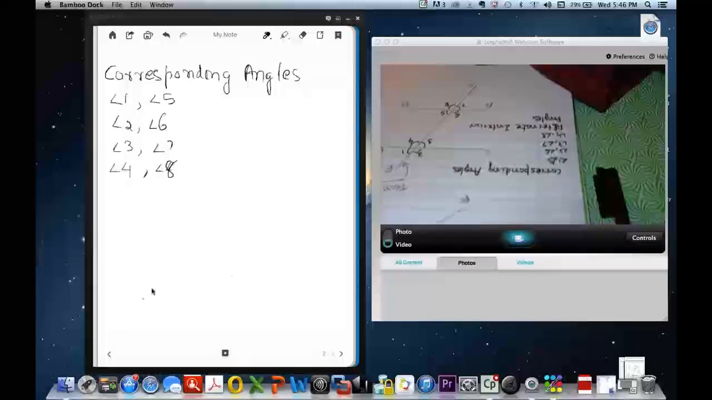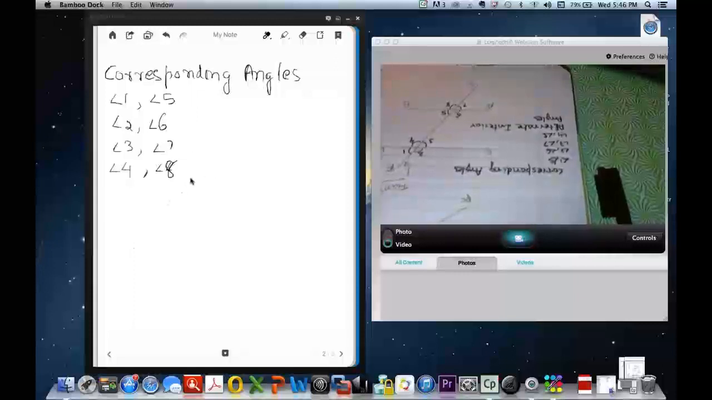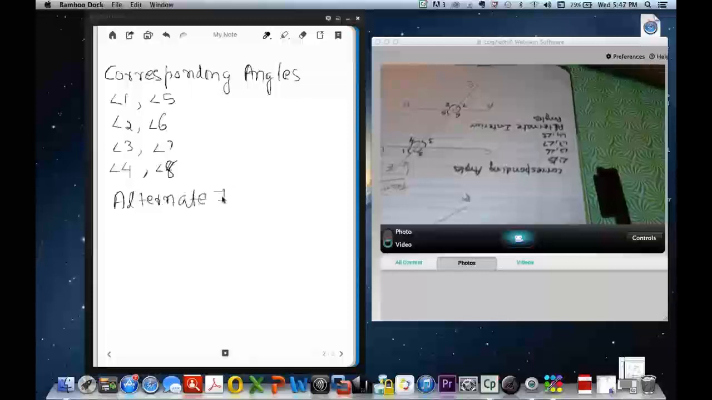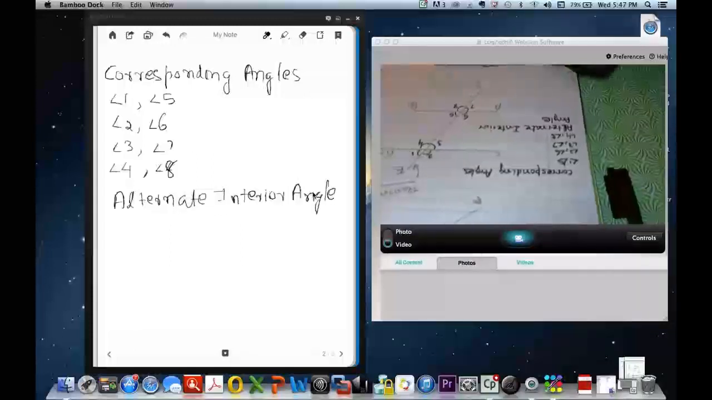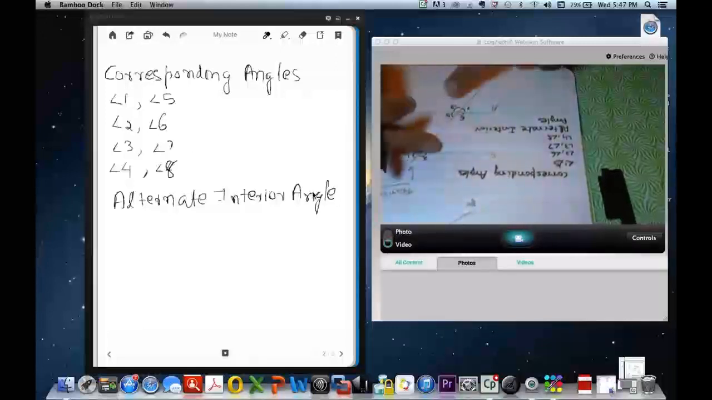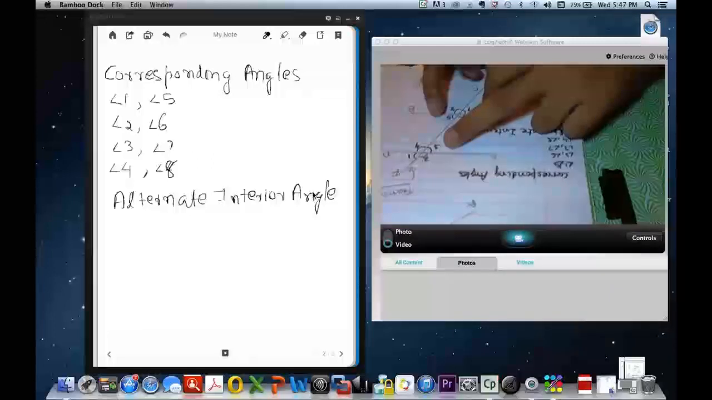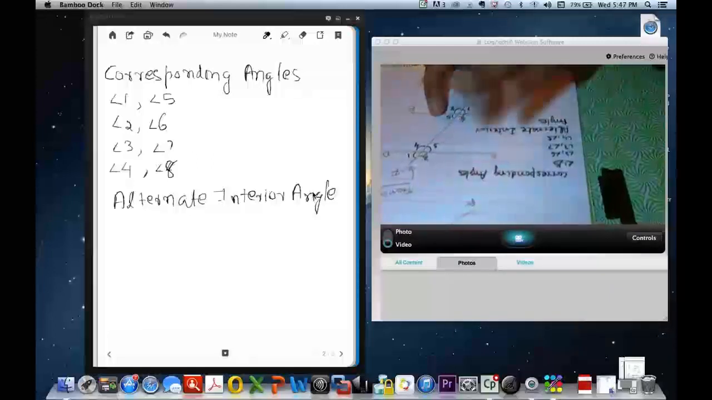Now, what are alternate interior angles? Let's look at alternate interior angles. So the alternate interior angles are angle 3 and angle 5. See, they're alternate angles. On two sides they come, right? So angle 3 and angle 5. They are alternate angles because they are on the two sides of the line, right?